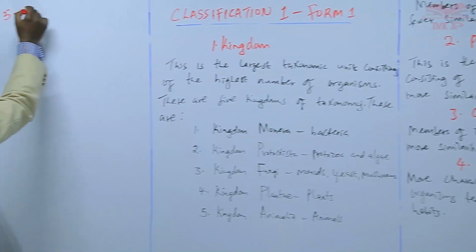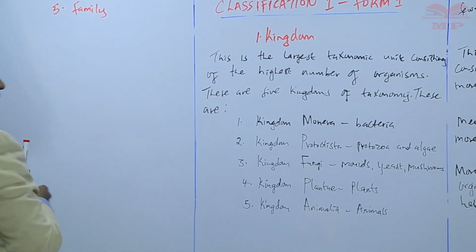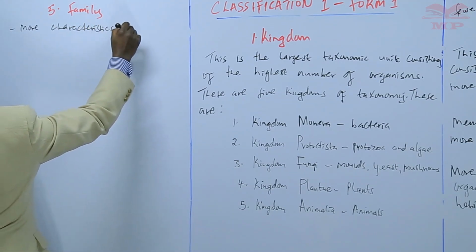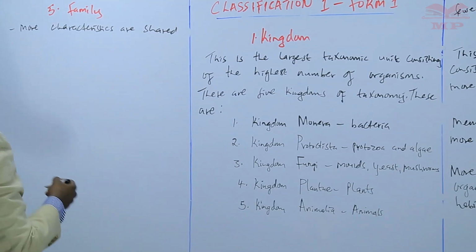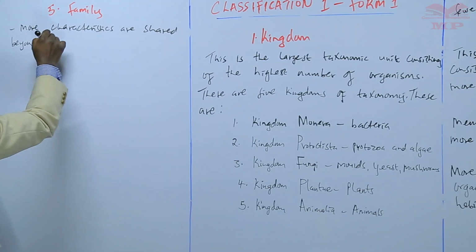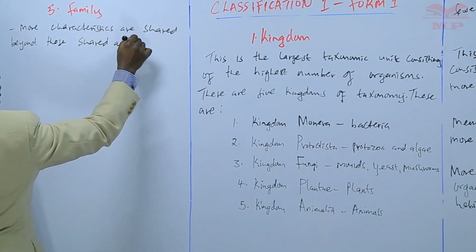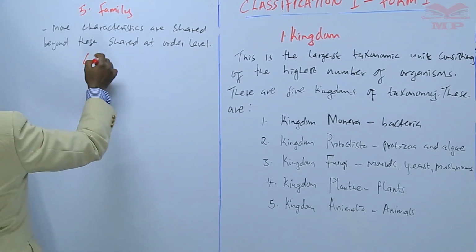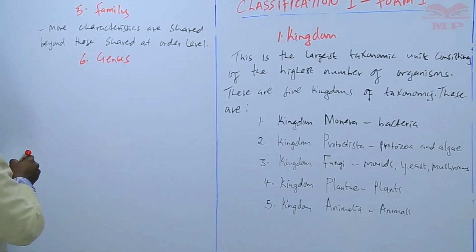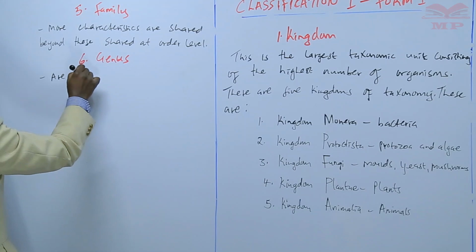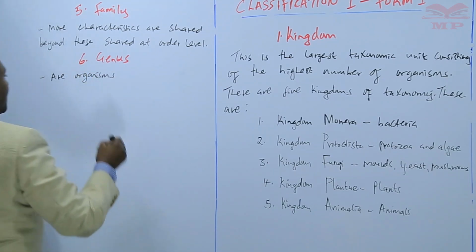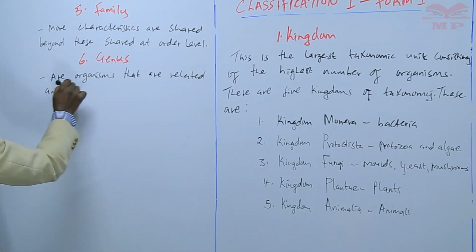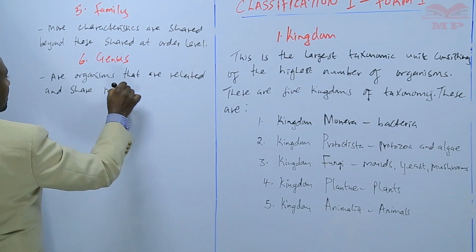Then number 5, we have family. And also at this one, more characteristics are shared beyond those shared at order level. So as we move on, they are sharing more and more characteristics. We have genus. These ones are organisms that are related and share many characteristics.